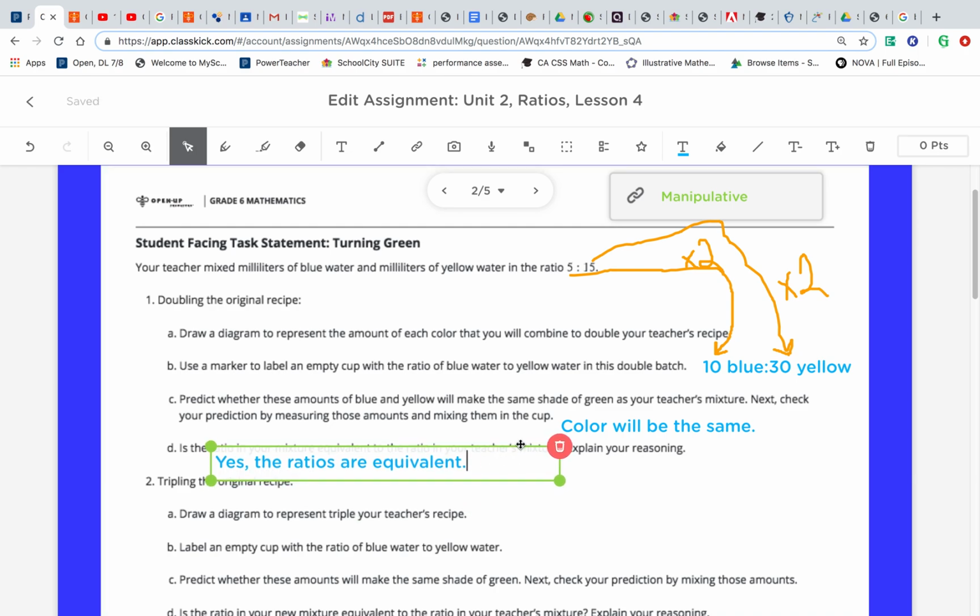Okay, so that's what happens when we double the recipe. The next part here asks us to triple the original recipe. So we've got to think, what does it mean to triple? If you look at the first three letters in the word triple, you can see try. Okay, so we're talking about 3. We're going to do it times 3. So if we wanted to make a diagram here, we're going to take this and there's going to be 3 of those. Okay, 5 to 15, there's going to be 3.